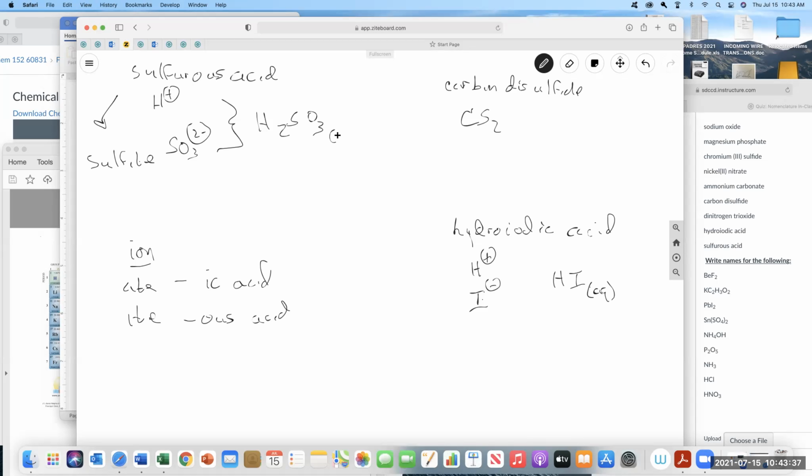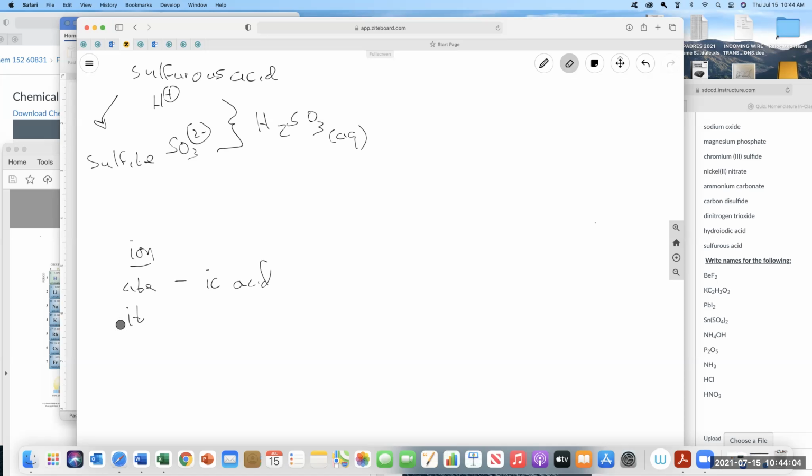H2SO3. And again, I usually don't take a point off if you don't write AQ, but when you're in Chem 200, they will. All right, so you see if the acid ends in us, it's going to be from the ion that ends in ite. So sulfurous, sulfite. All right, that's going that direction. So then the rest of it is doing the same thing, but backwards.